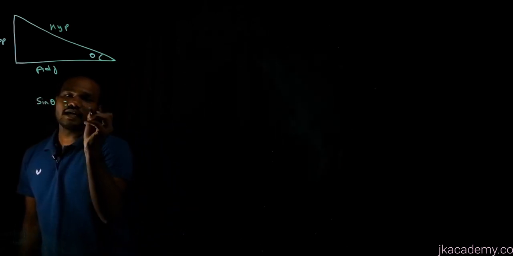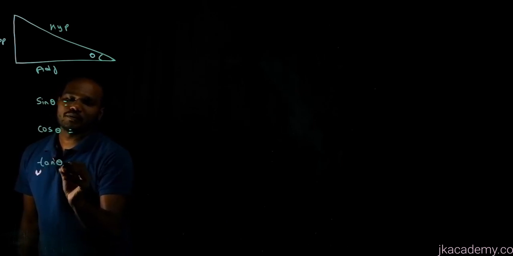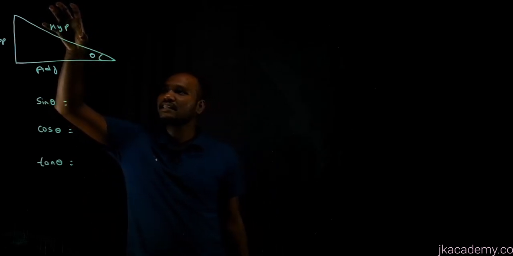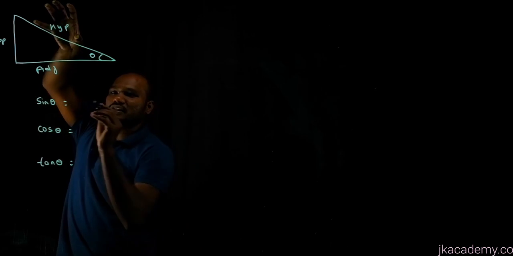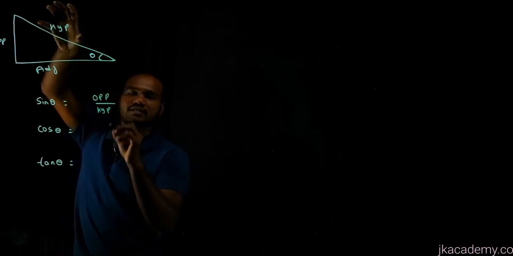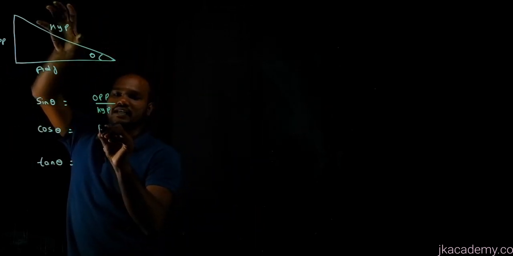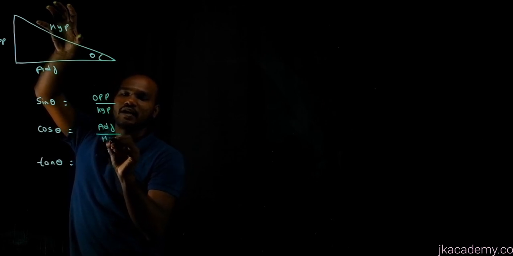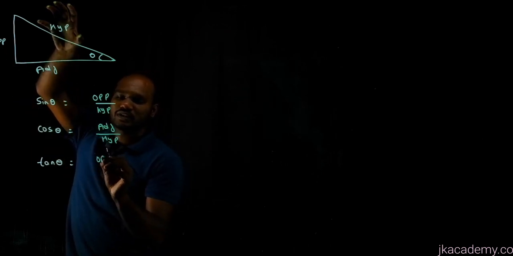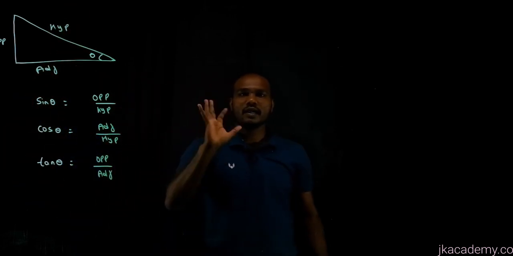Now what are the terms that I need to remember? I need to know what is sin theta, cos theta, and tan theta. How to remember? See here. First catch the hypotenuse. Start with opposite: opposite by hypotenuse. Now we have done opposite. Now take adjacent: adjacent divided by hypotenuse. Next, what two are left? This and this two are left. Take opposite by adjacent. First, these 3 are important.